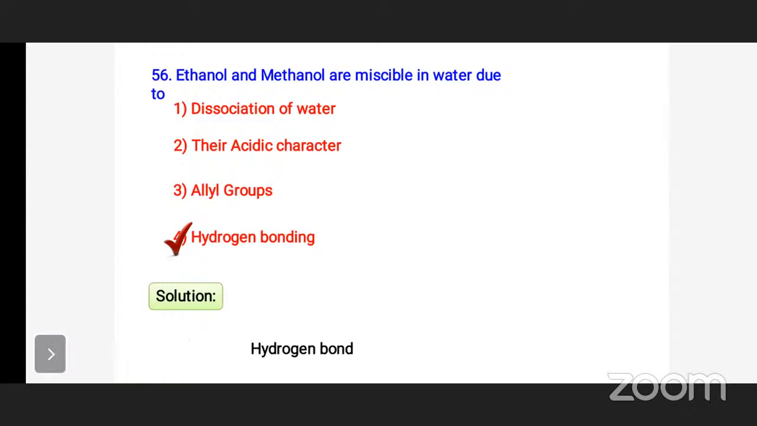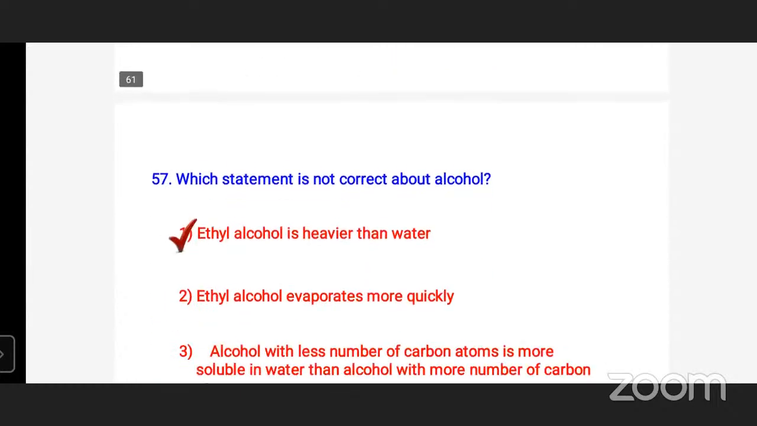Ethyl alcohol, methanol, methyl alcohol is used as paints, methylated spirit. So in the presence of hydrogen bonding, fourth one is the correct option.